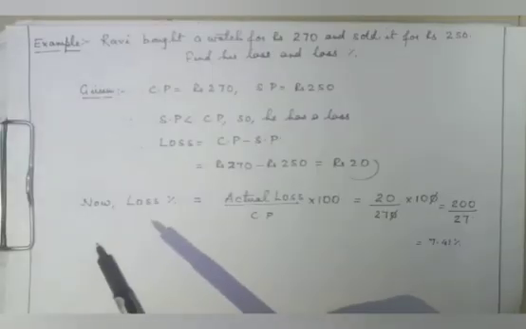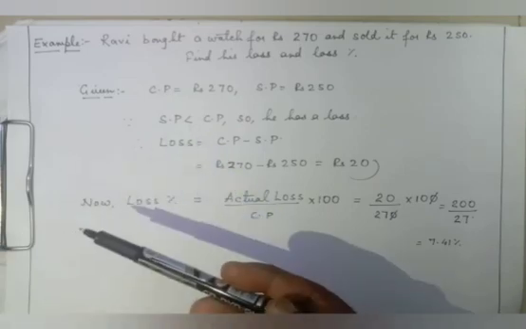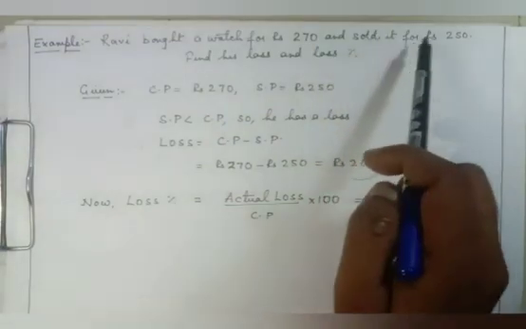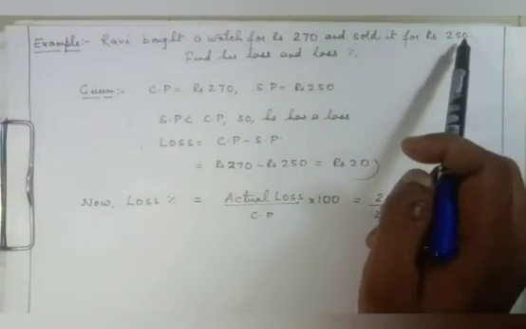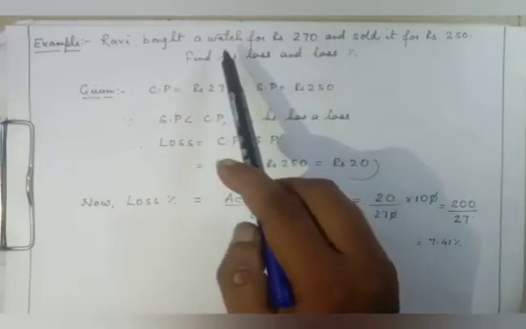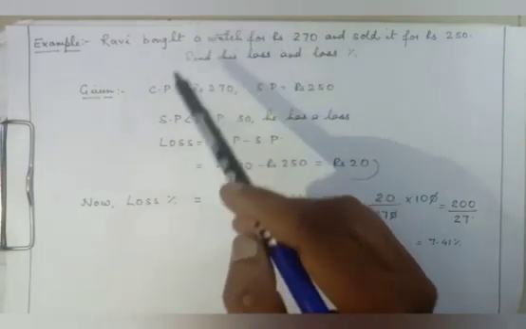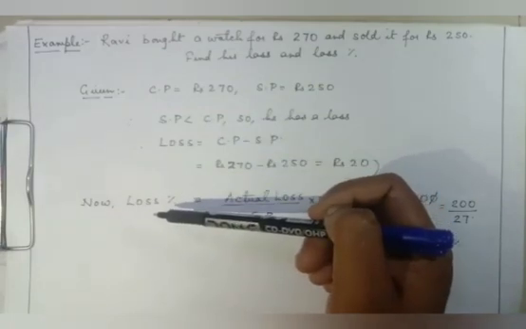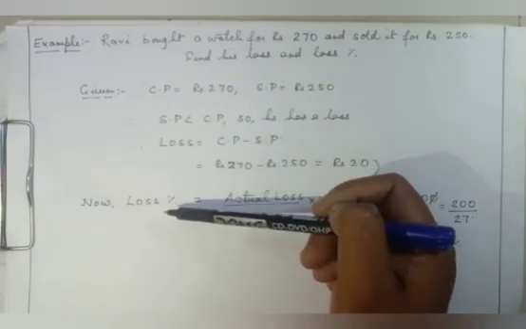Let us see some examples related to both the formulas. Ravi bought a watch for rupees 270 and sold it for rupees 250. Find his loss and loss percent. In this question, we are going to find out the loss as well as the loss percent, and we are going to see the formula how we are going to find out loss percent.